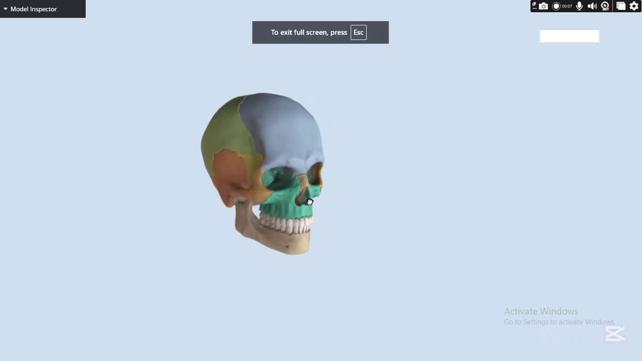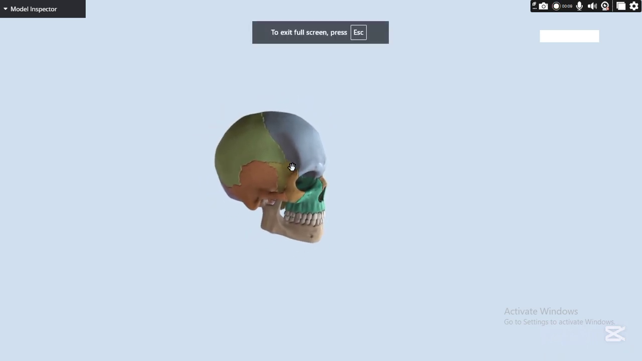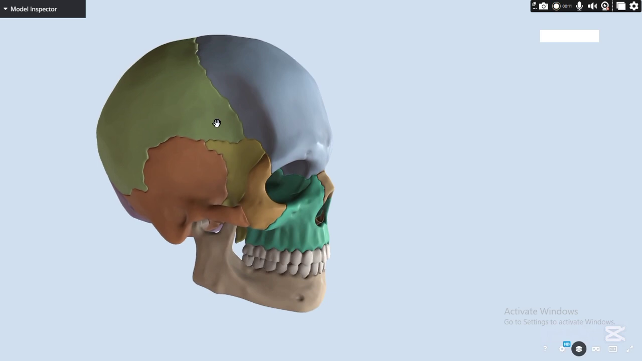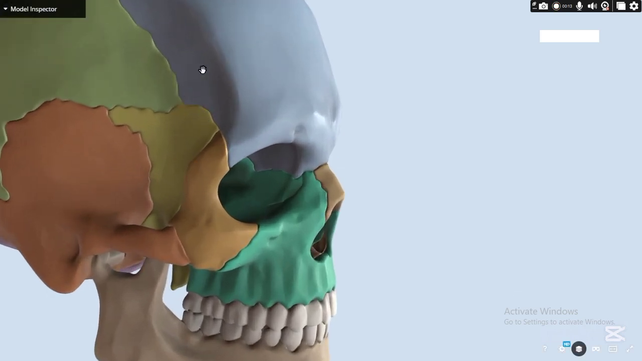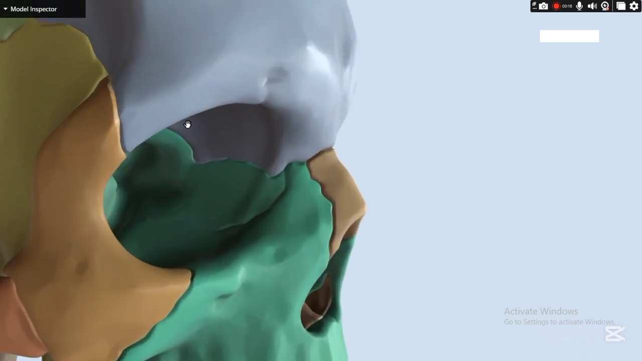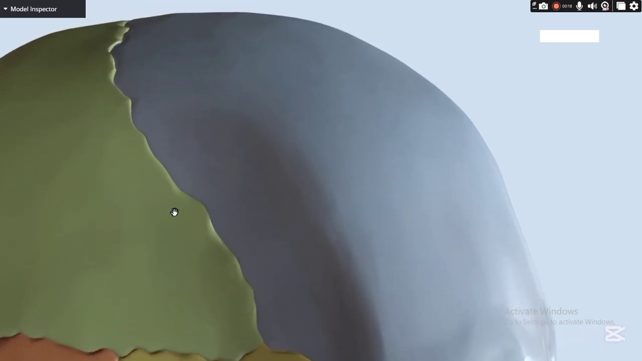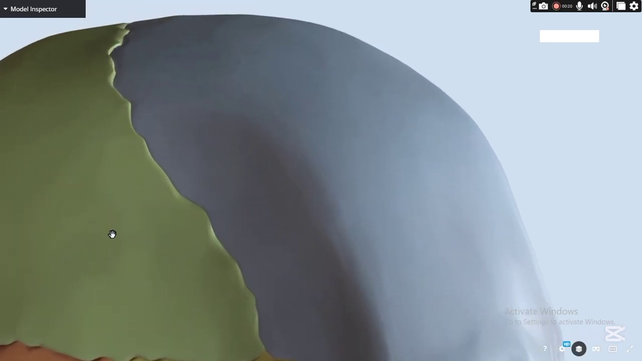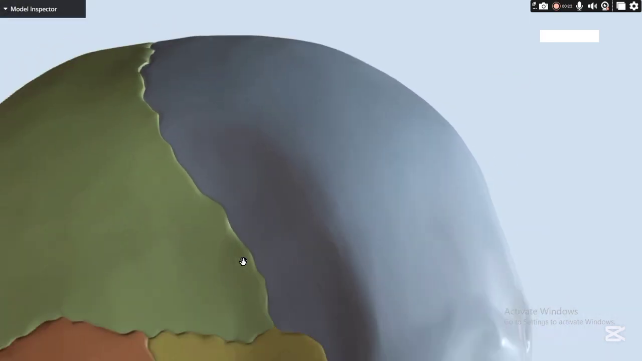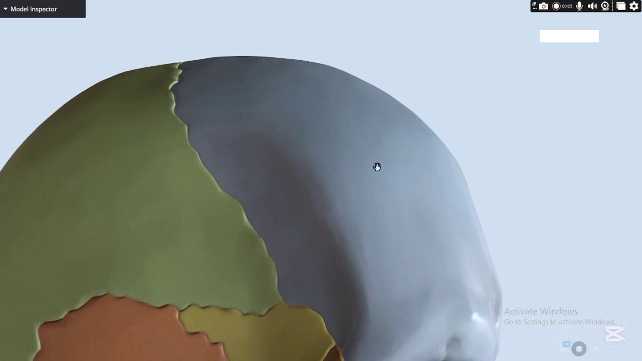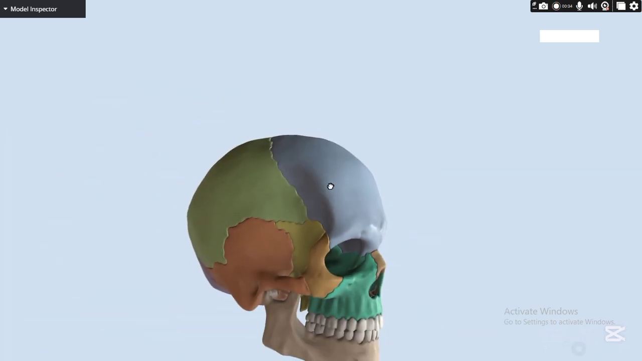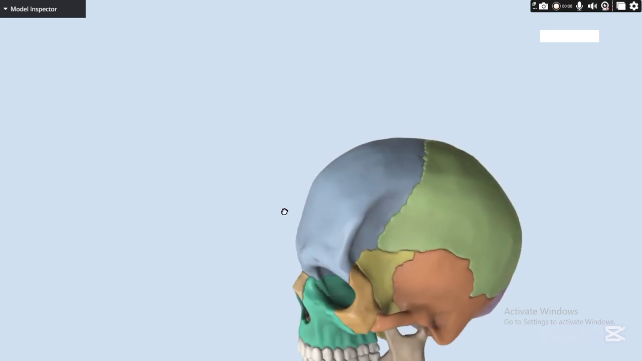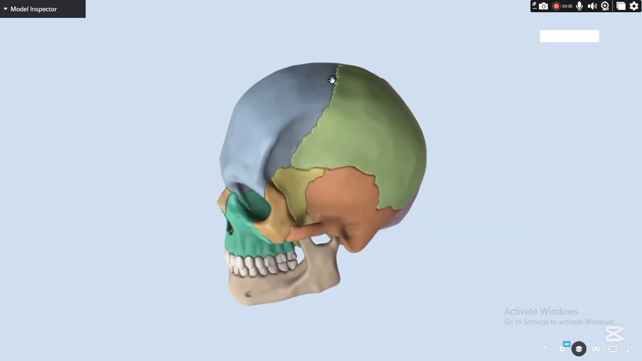I'll be discussing sutures. Now, moving on, we have the coronal suture here. The coronal suture is formed between the frontal bone and the parietal bone. This is the frontal bone which I'm outlining here, and this is the parietal bone. This is the coronal suture from this point here all through to the other side of the skull.